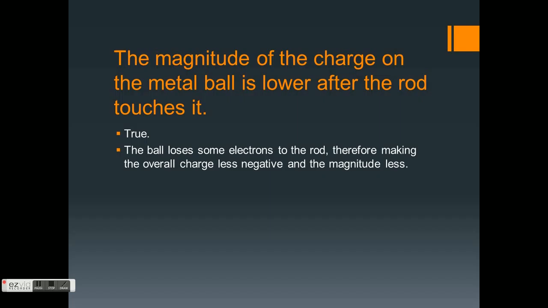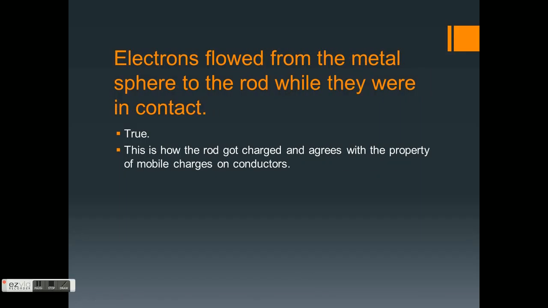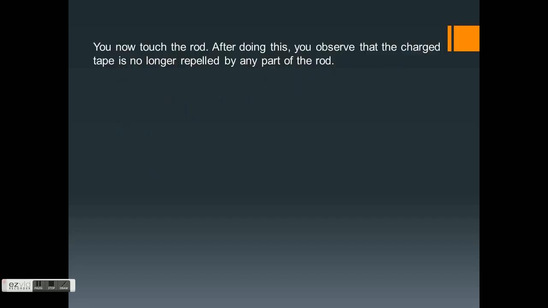The mobile electrons move to the rod from the ball, therefore making the overall charge less negative and the magnitude less for the ball. The electrons flowed from the metal sphere to the rod while they were in contact. This is true. Just like I said in the last statement, this is how the rod got charged and agrees with the property of mobile charges on conductors.